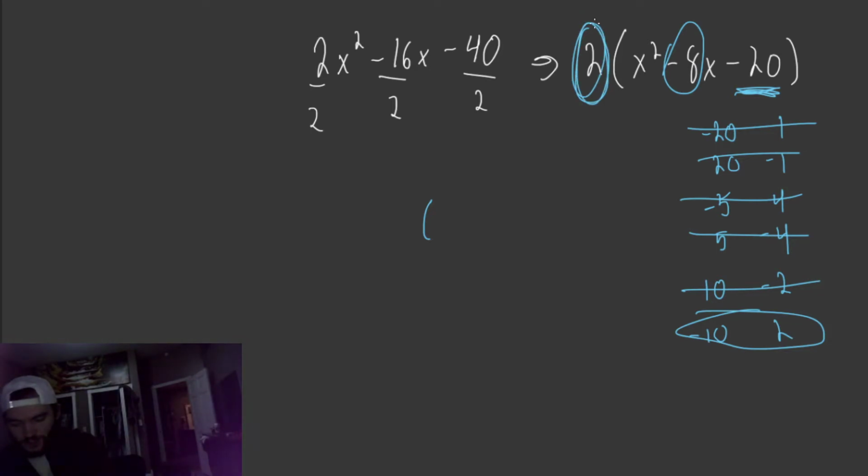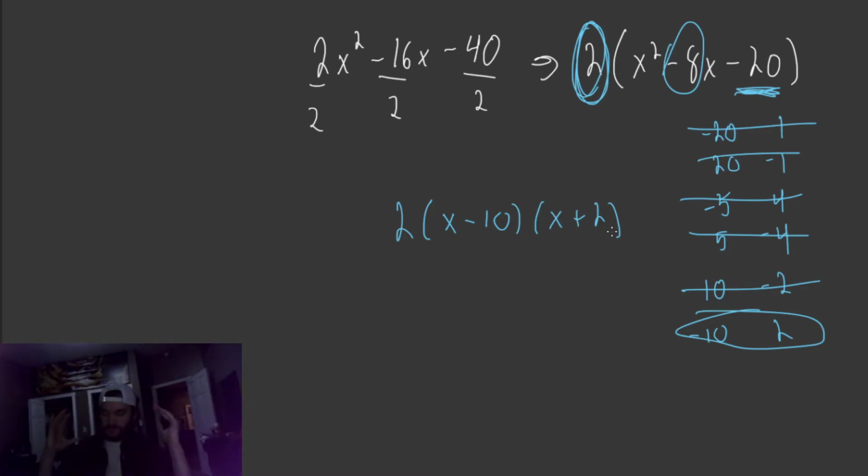There's a big thing though. This 2 right here still remains there. Does it really matter? Not technically for the answer, but I say we just keep it simple and leave it there. So 2 times x minus 10 times x plus 2, good to go.